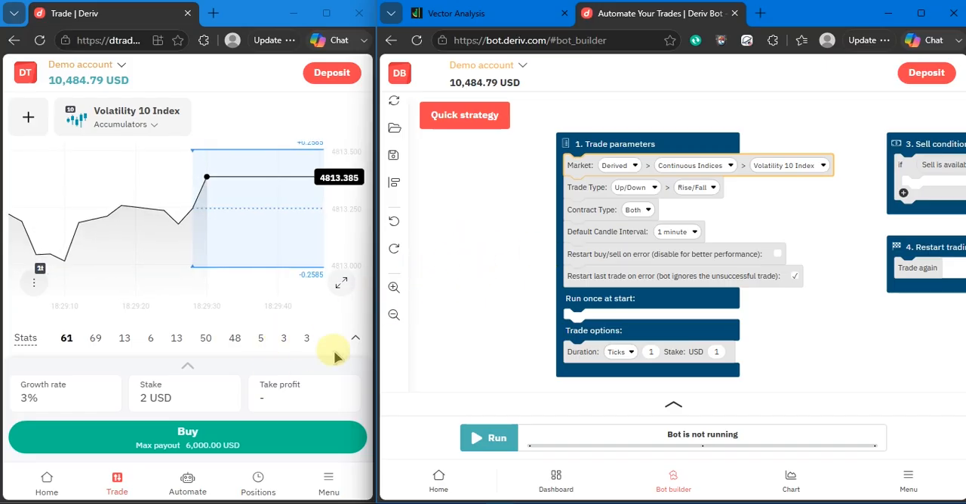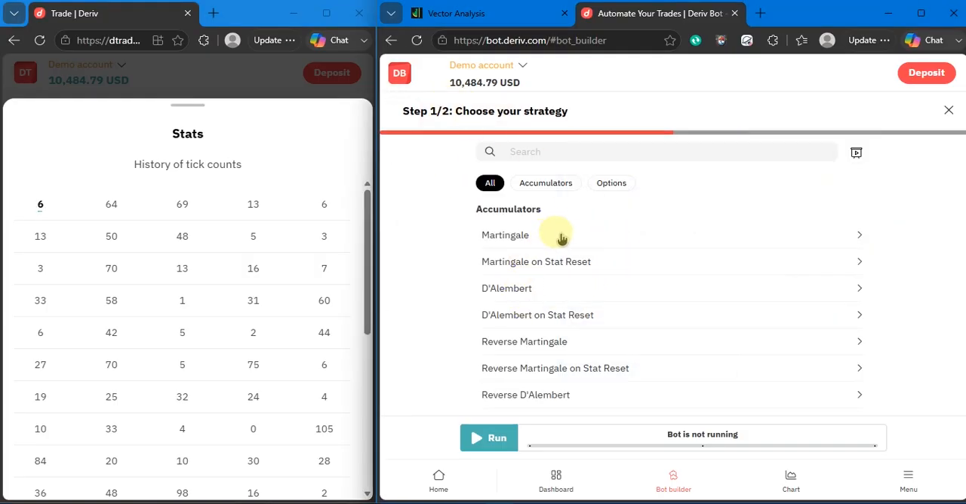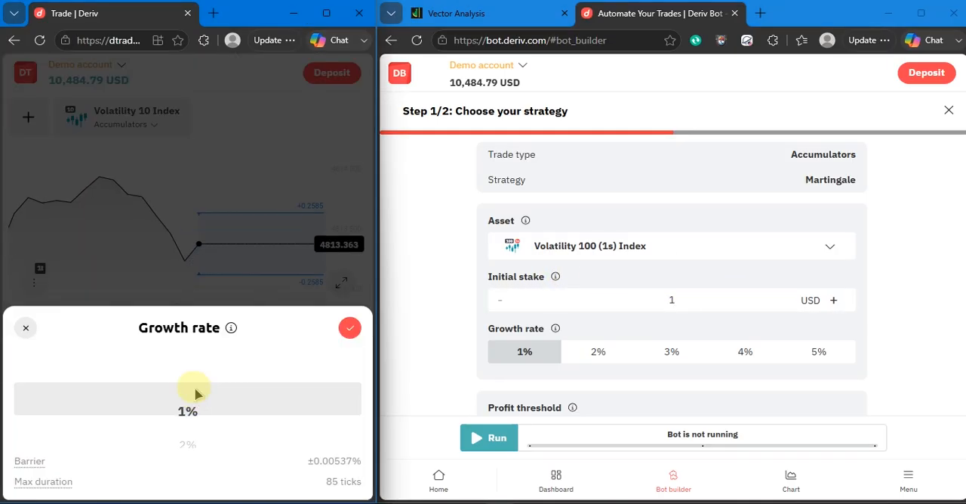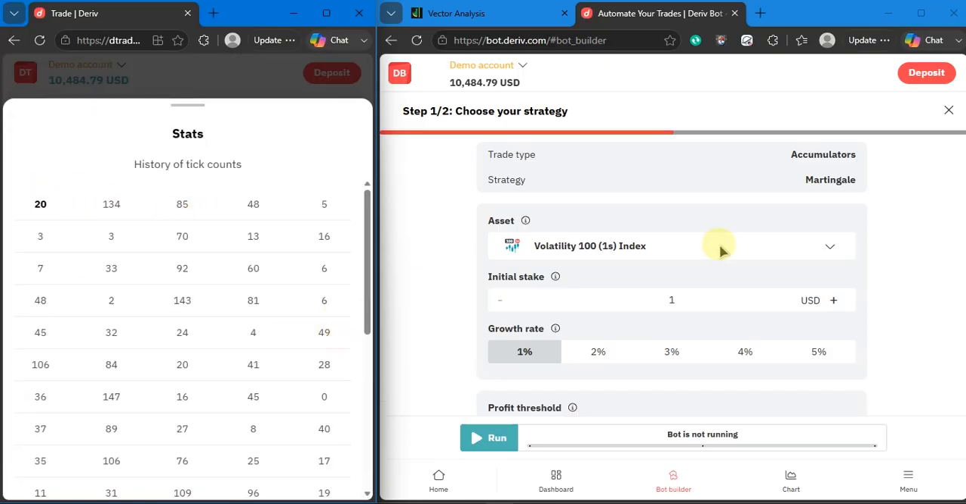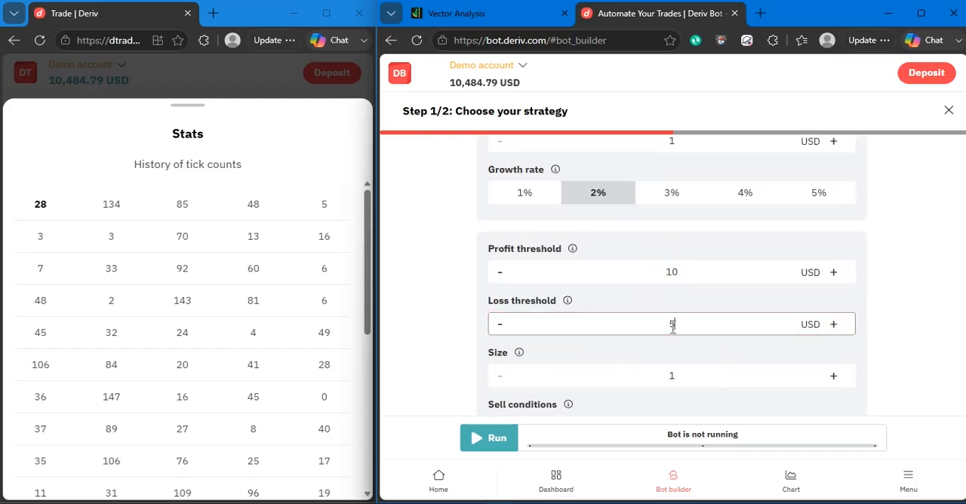So let me remove this, and then I move it there. So here I'm able to see the ticks. I can enlarge it this way to see the ticks of that market. Here I have the bot, and I proceed to create a quick bot. So you just move to quick strategy, choose a martingale bot, and then the initial stake is 1. Here I can choose the growth to 2, and then after changing, the stats should change as you see.